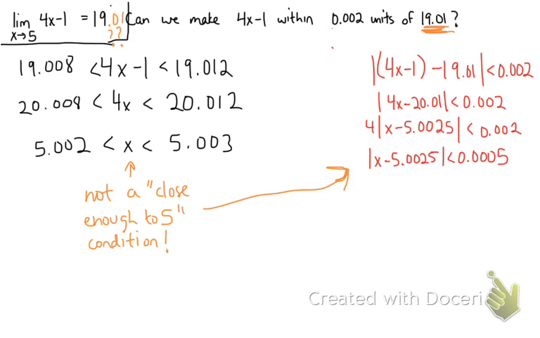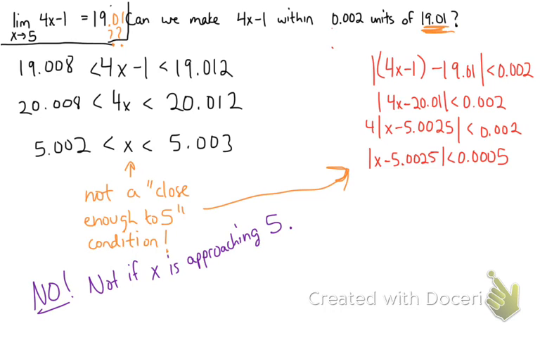So this fact that the 5 is disappearing and is being replaced by some other number, 5.0025, tells me that this limit isn't 19.01 when x is approaching 5. Right? If x is approaching 5, we can't make that distance statement at the top true. So the limit as x approaches 5 is not 19.01. We could do it with 19, we can't do it with 19.01, so we are convincing ourselves that the limit truly is exactly 19, not some other number that happens to be close to 19.